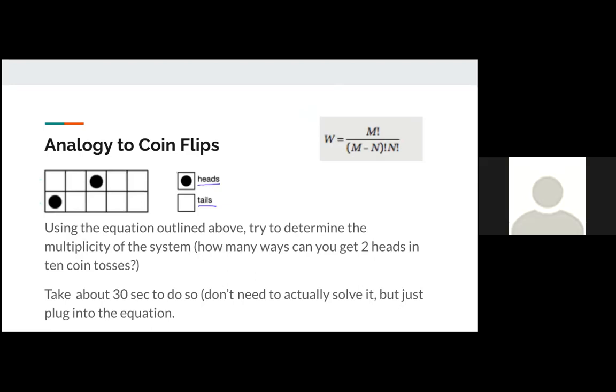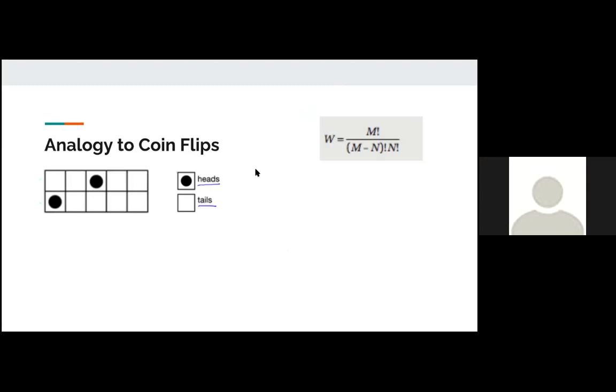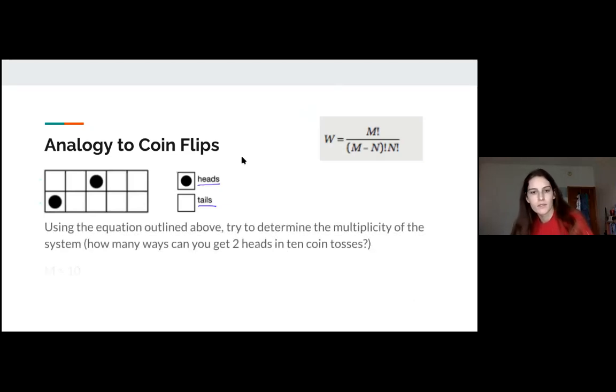Is it 10 factorial over 8 factorial times 2 factorial? Yeah, so m can be 10 and then n is 2. And so that would give you 10 factorial divided by 8 factorial times 2 factorial. And it's important to notice that you could do this with n equaling 8 as well. It would give you the same answer because it's just like two sides of the same problem.